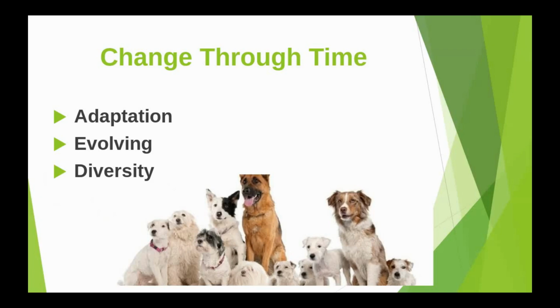And then the last characteristic of life is change through time. Adaptation, evolution, diversity. And we'll spend a whole chapter talking about these things. Why is it important for things to adapt? If we look at the dogs in these pictures, they're all dogs, but they're probably different types of dogs than were around 500 years ago. Maybe there's some similarities, but we breed dogs for different purposes. So adaptation is a good thing.